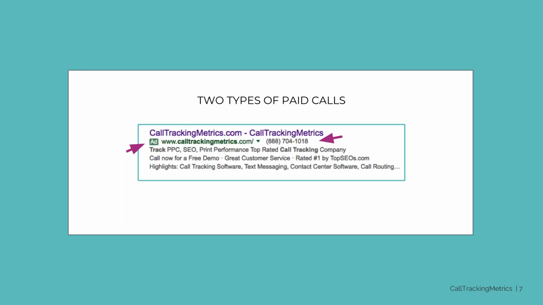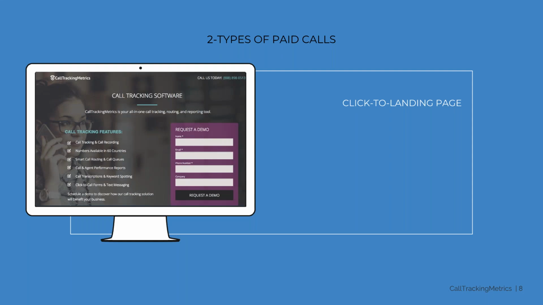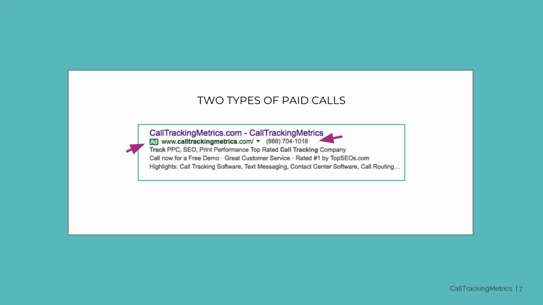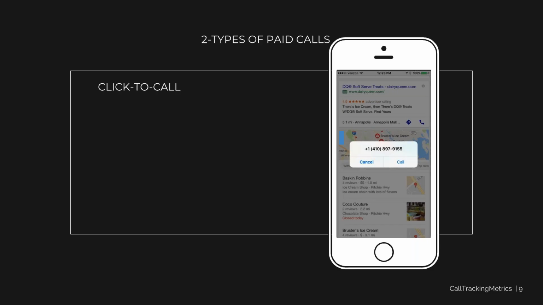So the first thing we're going to be doing is distinguishing between the two types of paid calls. It's important to understand the difference between the two types. Here's an example of a paid search result. Here you can see that you can click on the ad and it will take you to a landing page, which would look something like this. Or if we come back, we could click the phone number here, and if we were to click that, it would bring us to something like this.